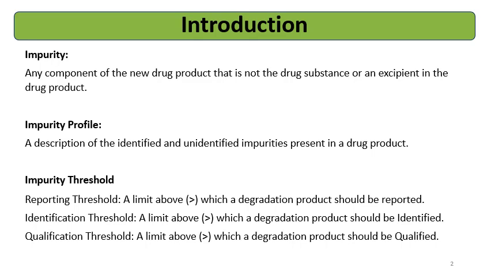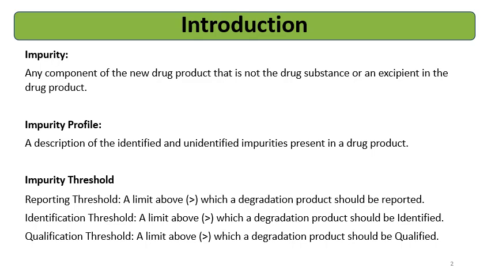Impurity profile means a description of the identified and unidentified impurities present in the drug product. So impurity profiling means we are making a list of the impurities in the formulation, and we are giving the impurity names if these are known. Also, if these are unknown, then we can specify it, or we can make a limit of unknown impurities, and then at last we make a limit of total impurity. So that is the impurity profile.